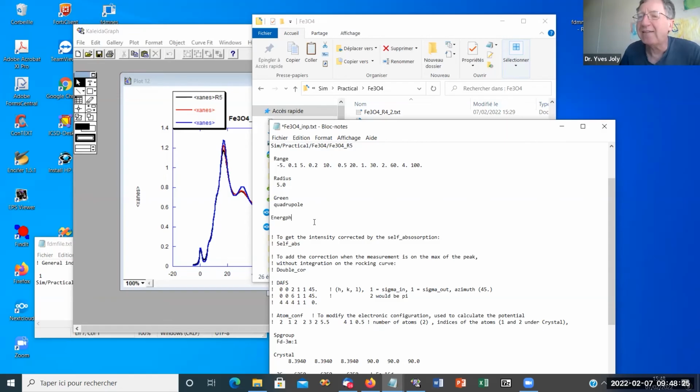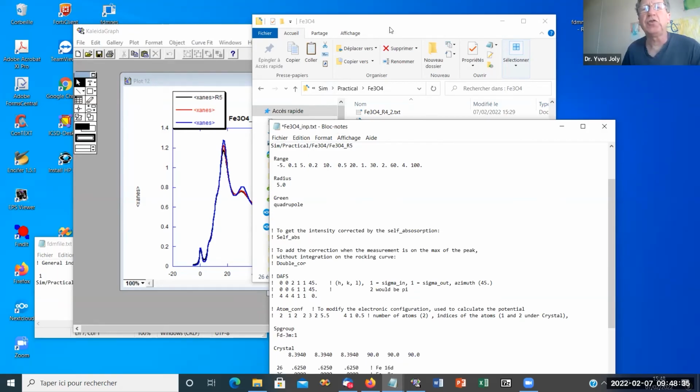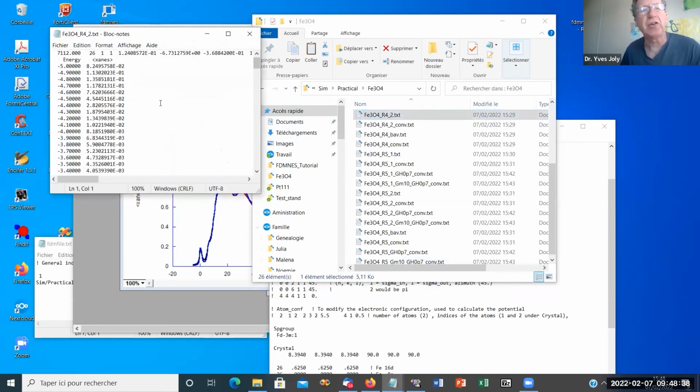So in fact, you just add the edge energy. Note, I never use it, in fact. Note also that the edge energy is written in the first line of the not convoluted file, so if you want to get it. But anyway, if you add this energy, nearly often, you have some eV of differences with the true edge.